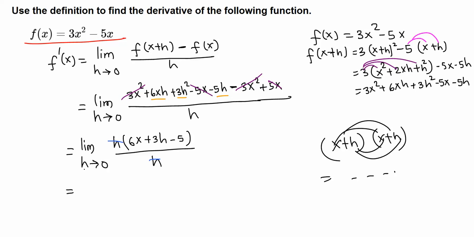And let's take the limit. That means replace h by 0. So 6x plus 3 times 0, which is just 0, minus 5. So 0 doesn't count, so we get 6x minus 5. That's the derivative of 3x squared minus 5x. Final answer.